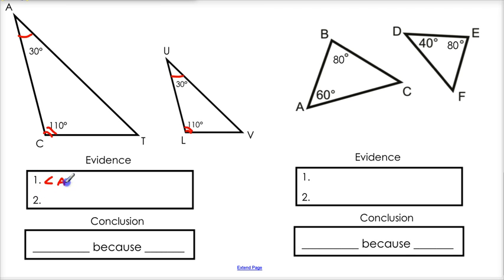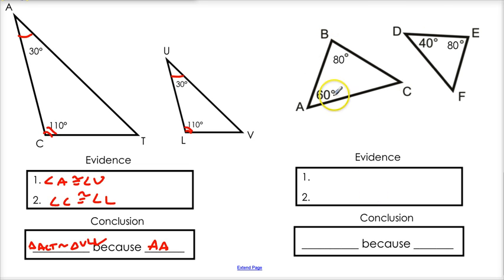So let's write out our evidence. Angle A is congruent to angle U. Angle C is congruent to angle L. And now that I have two angles that are congruent, I've provided just two angles, that's my evidence. I know that triangle ACT is similar to triangle ULV, and that's because of angle-angle similarity.